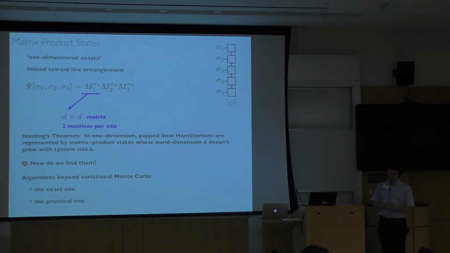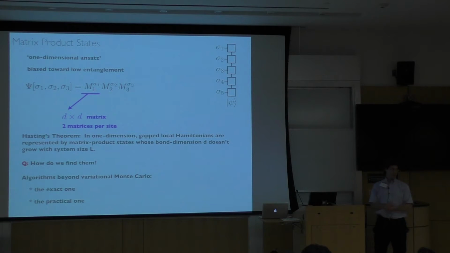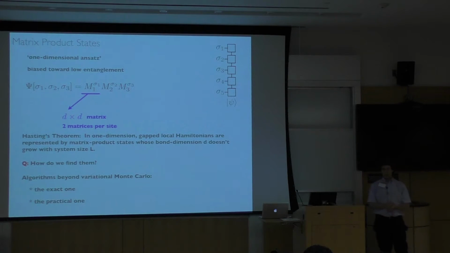There's another class of variational ansatz called matrix product states or tensor network states. And I'm going to describe those, or at least some sliver of them, so that I can tell you something interesting about many-body localization. This is primarily a one-dimensional ansatz. It is biased, just like any variational ansatz is, toward low entanglement. And the way it works is the following. What is a wave function?